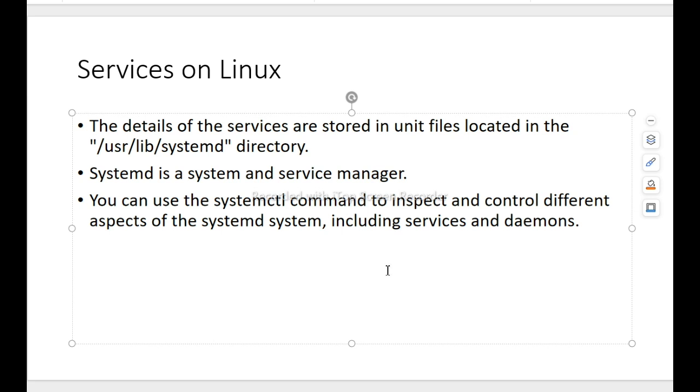In Linux environment, the systemd is considered to be one of the most important service managers. The details of all the services are stored in their respective files, which are known as unit files, under the location /usr/lib/systemd. We can manage and interact with the services by using the systemctl command. Now let us see how to interact with the services.